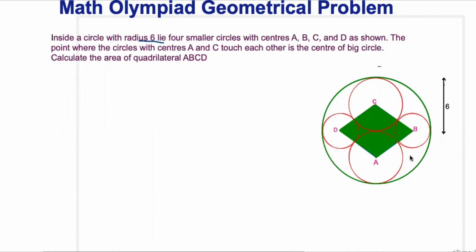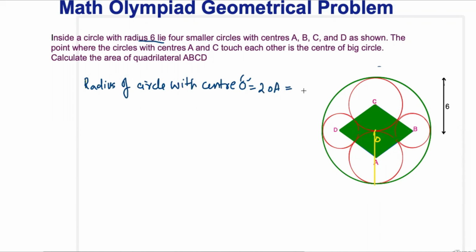Now you see here, this is the circle, and this circle has its center at the point where the circles with centers C and A intersect. We name this point O. The radius of the circle with center O is equal to 2 times OA. This length is the radius of the big circle, and that value is equal to 6 units. Therefore, we can write OA will be equal to 6 over 2, and that is equal to 3 units.